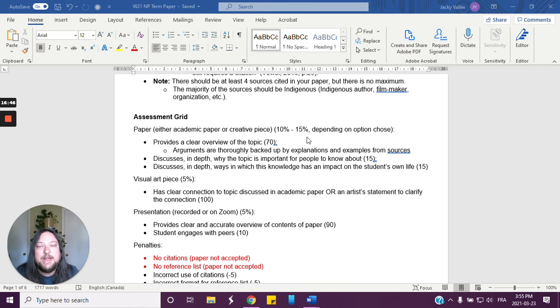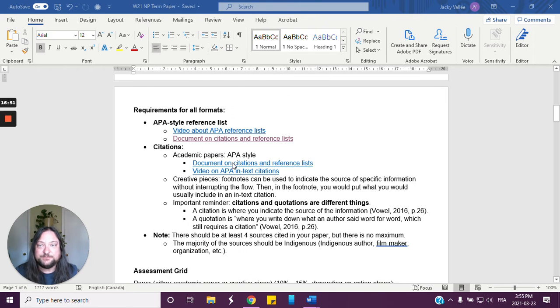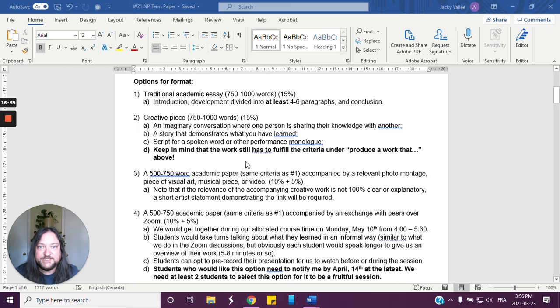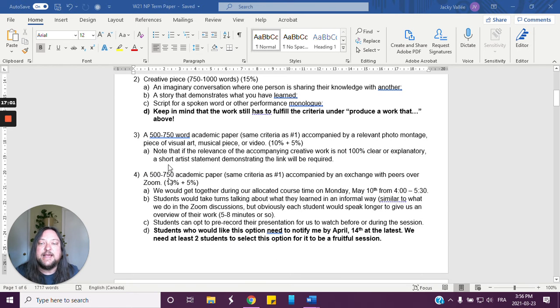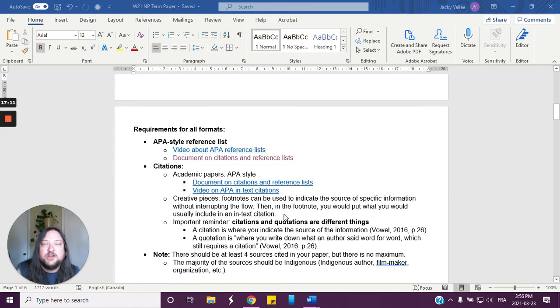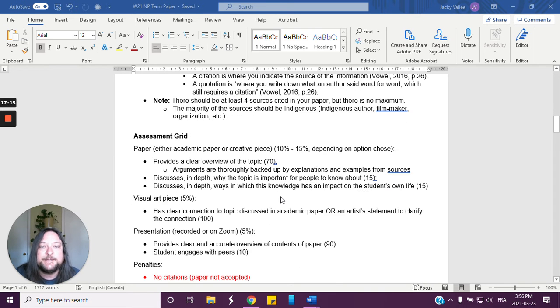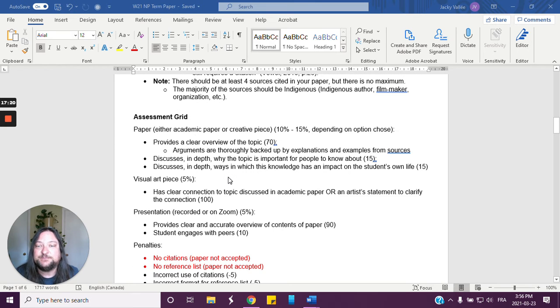So the paper itself, again, depending on which option you pick, because remember, if you're doing just an academic paper or just a creative piece, the writing is 15%, but if you're choosing one of these two, then the essay is worth 10, and the other components, say the artistic work or the presentation, are worth 5. Okay, but they'll be marked out of 100 just to make it easier, and then the percentage will change depending on which option you pick. So that's what I mean here by the 10 to 15% depending on the option chosen.